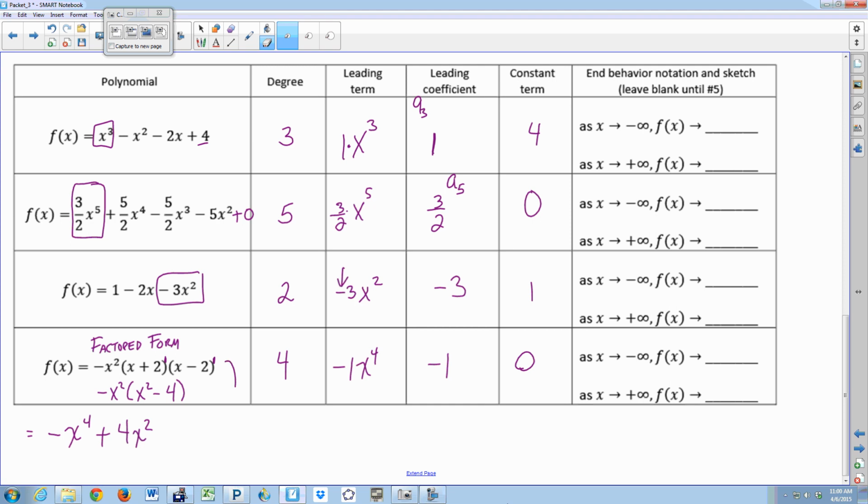So if I just simply asked you for the degree of this, to save yourself time, you say when it's in factored form, add all your exponents. Okay, so in this case, it looks like this: 2 plus 1 plus 1, which is 4.